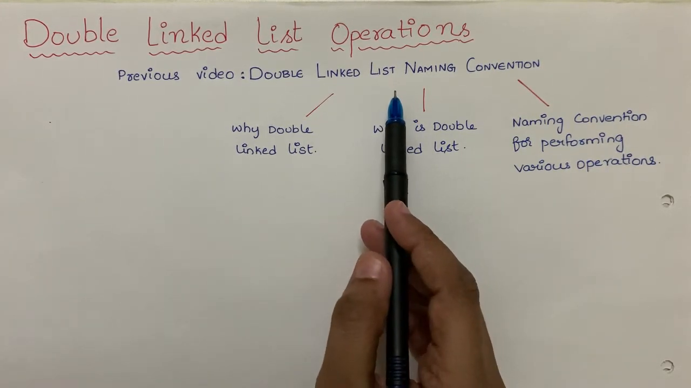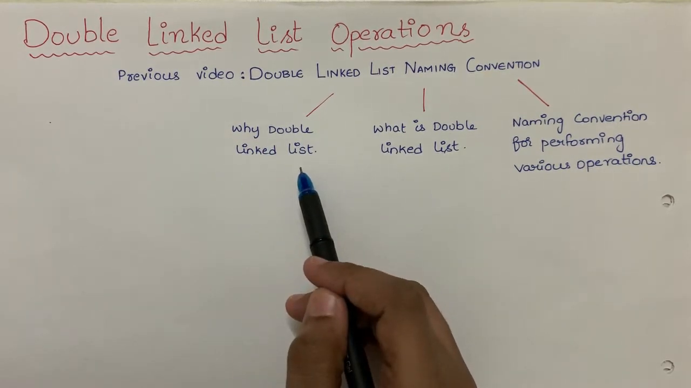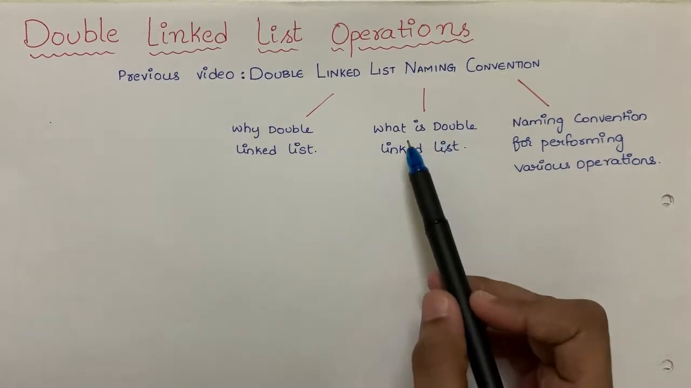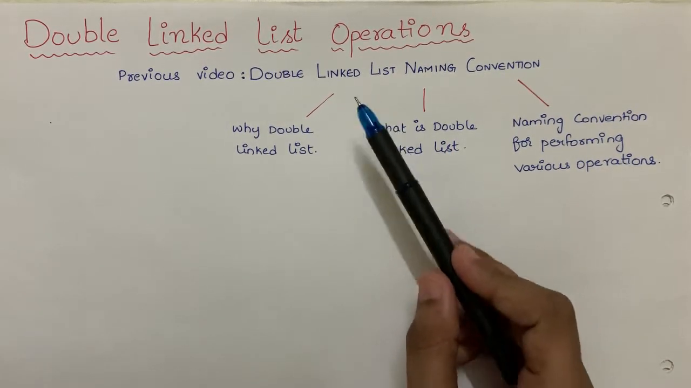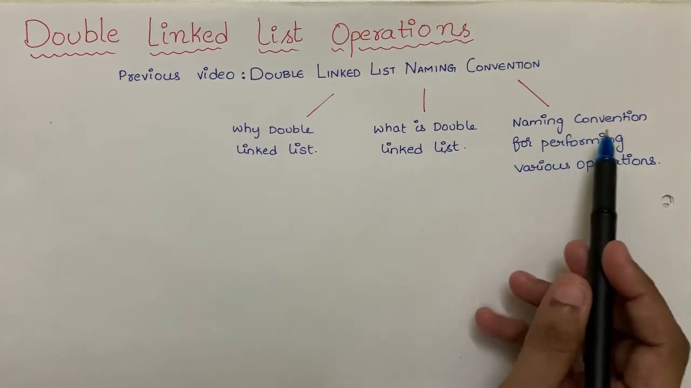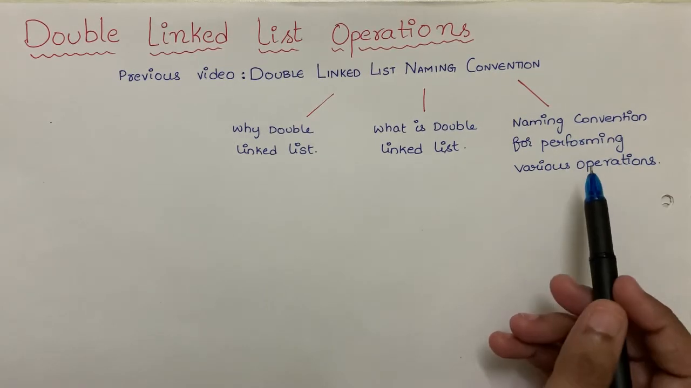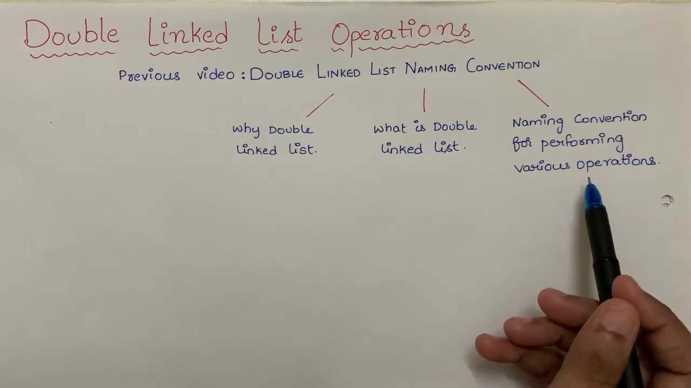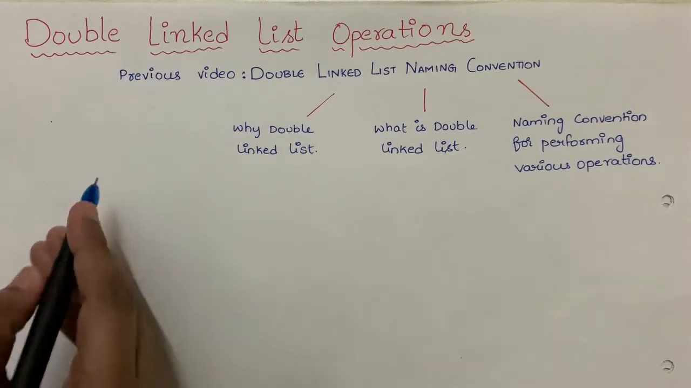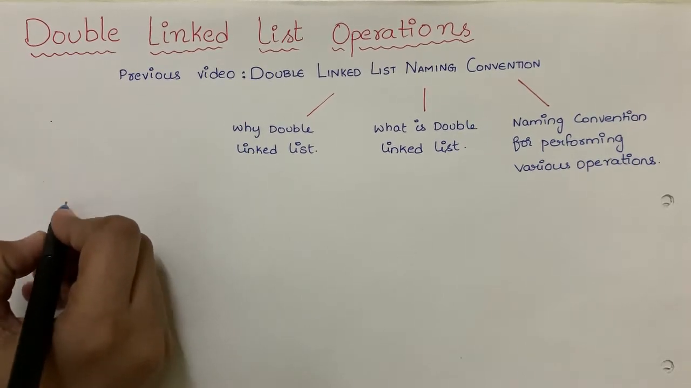In that video, I have discussed why we use the concept of double linked list, that is the disadvantage of single linked list, and the second point I covered in the previous video is what is a double linked list and the naming conventions that can be used for performing various operations on double linked list. Now, I will just revise what is a node in double linked list.